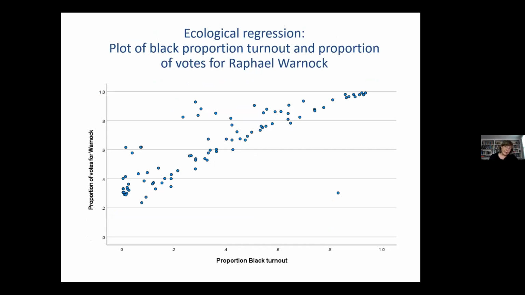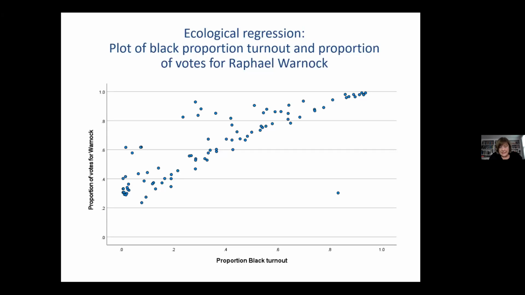Now, this is how ecological regression works. Each of these points on this scatter plot is a precinct. And the precinct has been put on the scatter plot on the basis of two pieces of information: the percentage Black turnout in that precinct and the percentage of votes for Warnock. This is the 2021 runoff in Georgia in a single county. And the county will remain nameless, but this is an actual election result for that county. And you can see a very clear pattern looking at the scatter plot. You can see that the higher the proportion Black turnout, the higher the votes for Warnock.